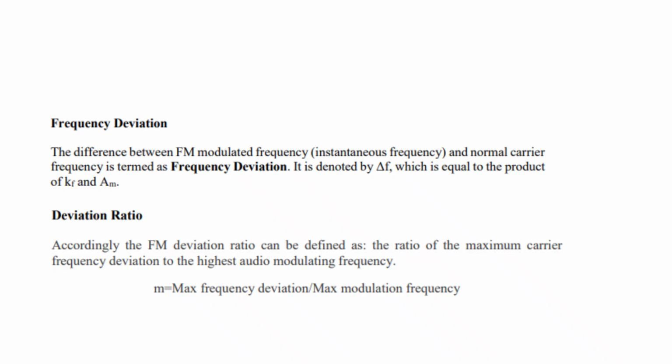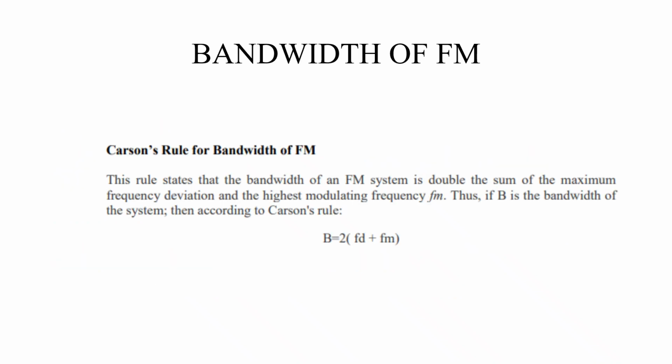Next is the deviation ratio. According to FM, the deviation ratio can be defined as the ratio of the maximum carrier frequency deviation to the highest audio modulating frequency. Let m be the deviation ratio, which is equal to the maximum frequency deviation divided by the maximum modulation frequency.